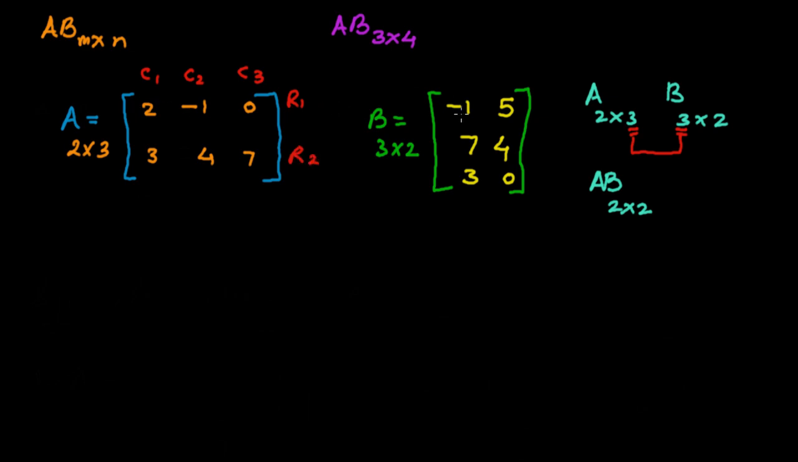The first row we have to multiply with the first column. Here I put the names in a different color: columns C1 and C2, and rows R1, R2, R3. So these are the rows of the first matrix and the columns of the second matrix. We have to multiply the corresponding elements: the first element with the first element, then the second with the second, the third with the third. In this way we have to multiply. I explain it here.